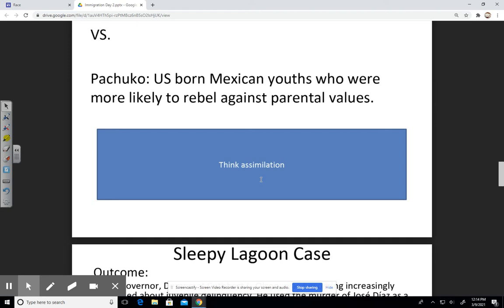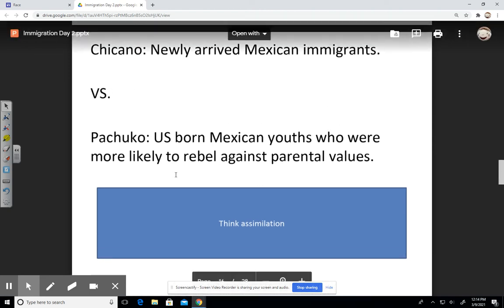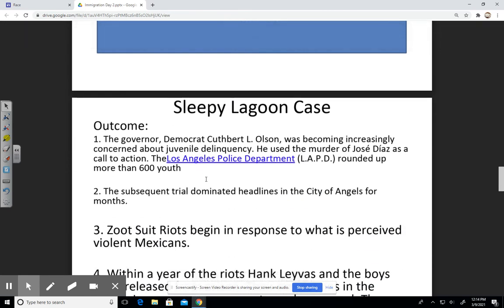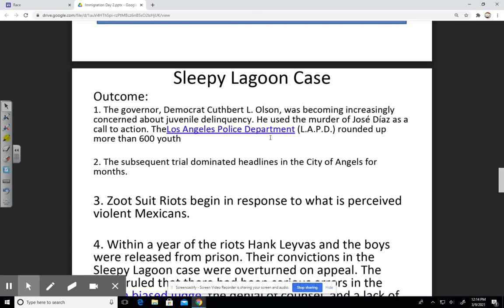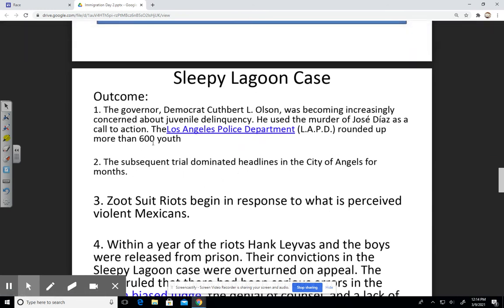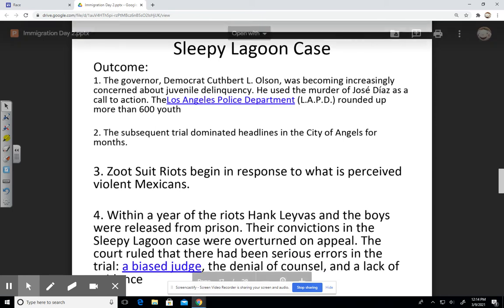So the next item up, we see tension among the Californians, the Chicano and the Pachuco, and we see what becomes known as the Sleepy Lagoon case, which will be addressed in a later screencast that will be entirely about the Zoot Suit riots. And so we see the murder of Jose Diaz as a call to action. They're starting to round up 600 youths. We see this particular trial dominating the headlines.